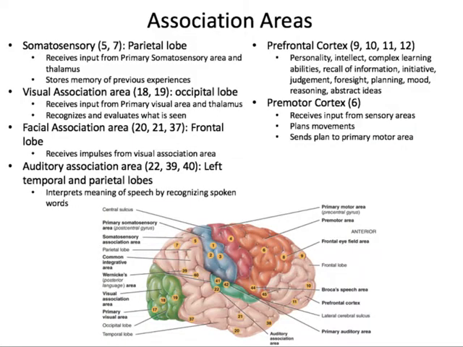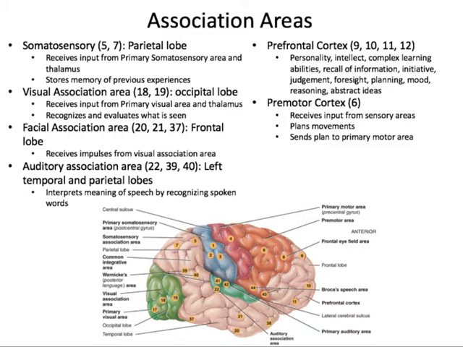Okay, so our association areas, we're finally here. So we've already talked about our primary area, and you're going to need to know which lobes the primary areas are located in. The somatosensory association area is shown here, numbers 5 and 7. So it's really very close to the primary area, okay?